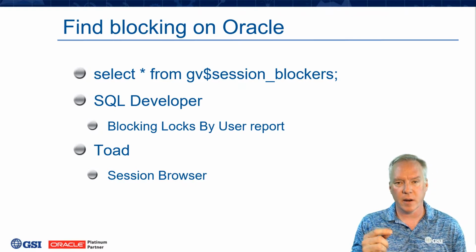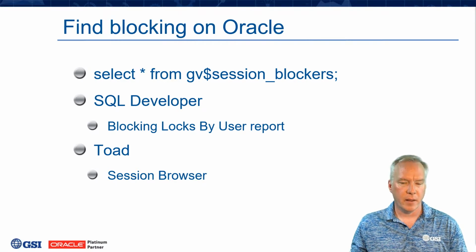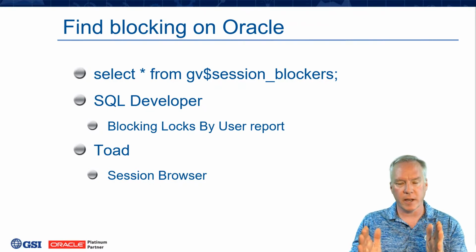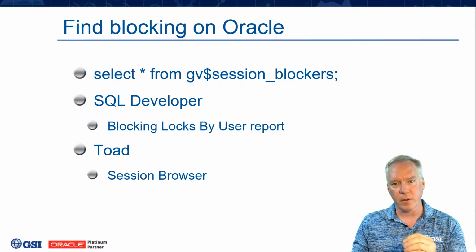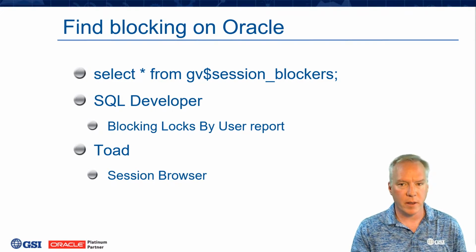The reason there's a G on there, for those of you who are Oracle DBAs, you know people talk about the $V views. Put a G in front of it, and that will search every RAC node. So if there are multiple nodes of the database, GV views are the same as V views, but they search all of the nodes. There's also SQL Developer, which has the blocking locks by user report, and my favorite, which is Toad and the session browser.